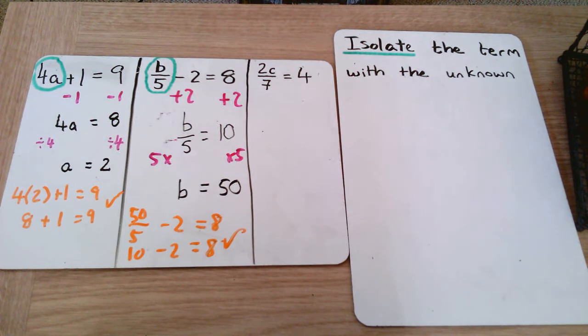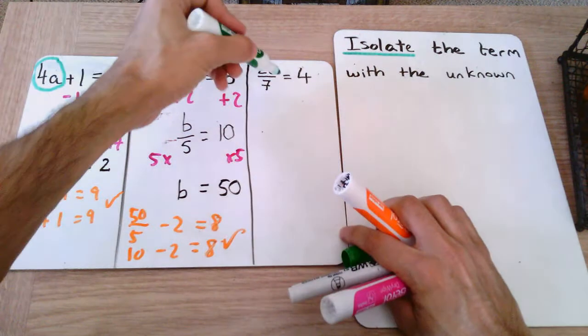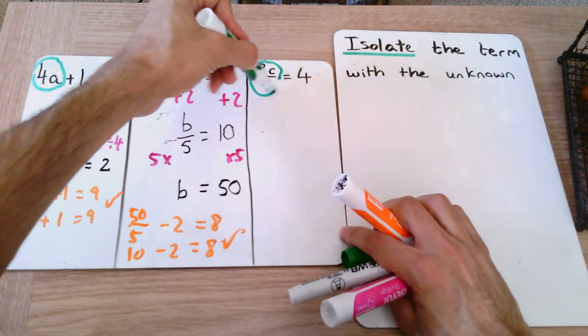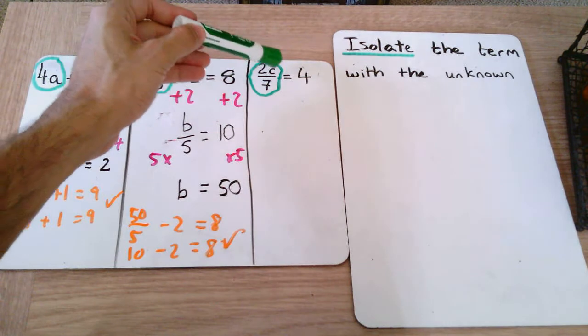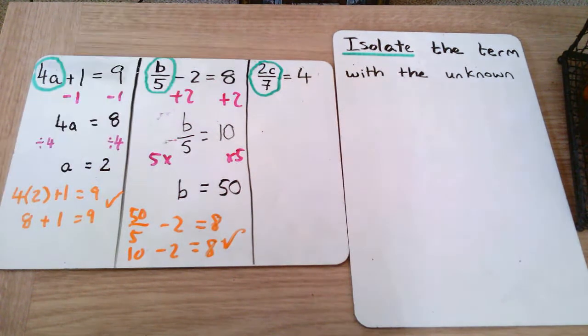We now come to the last example. Now this is a bit different because actually there is only one term on the left-hand side. And that term has the unknown in it. So if I want to isolate the term with the unknown, this term is actually already isolated. But what we've done here is we've got 2 times the value of c, 2 times c, and then divided it by 7. And that's equal to 4.